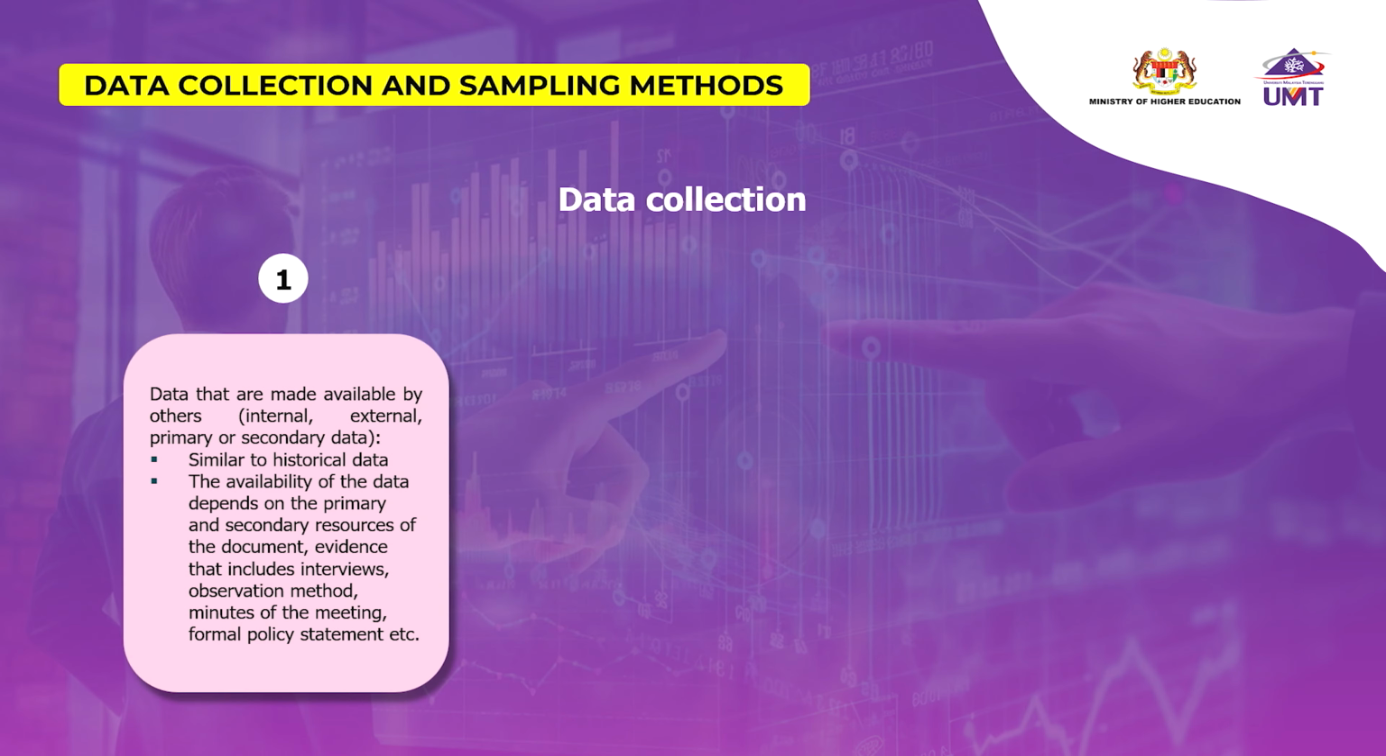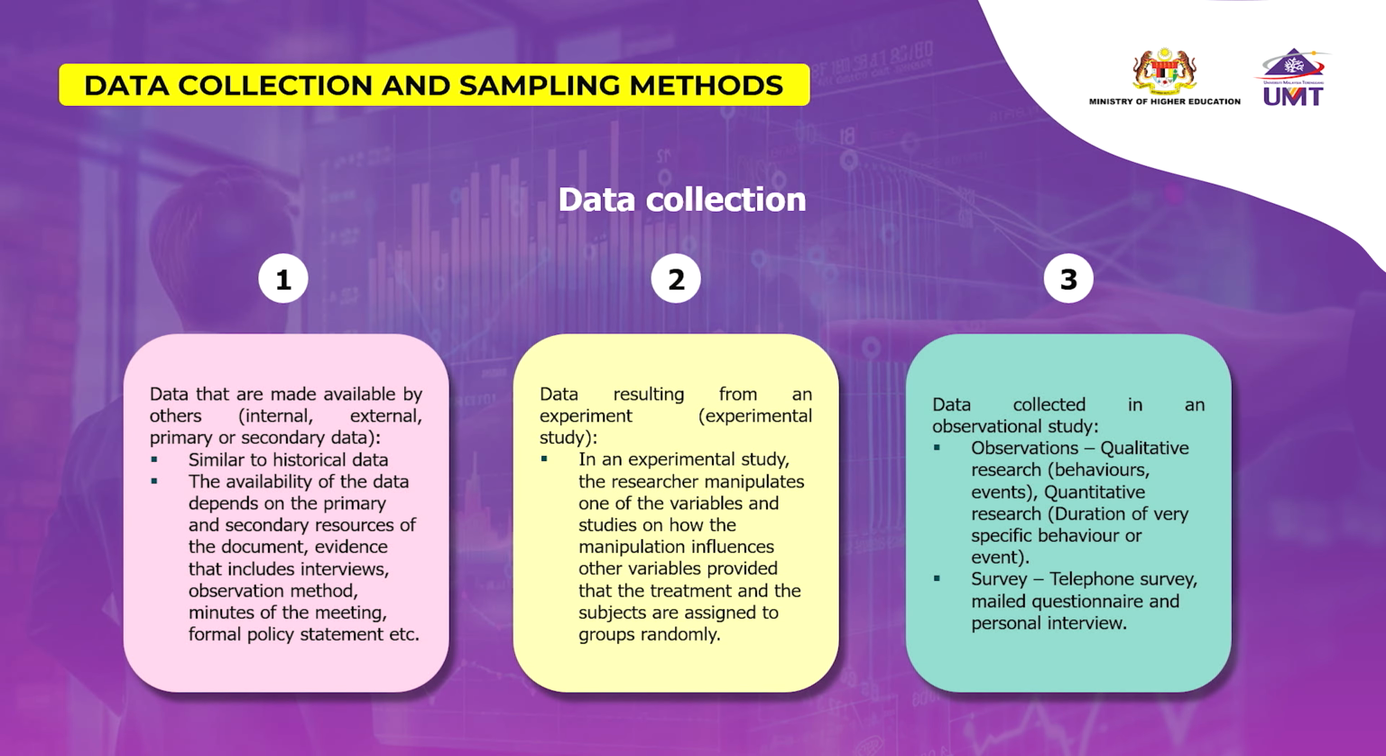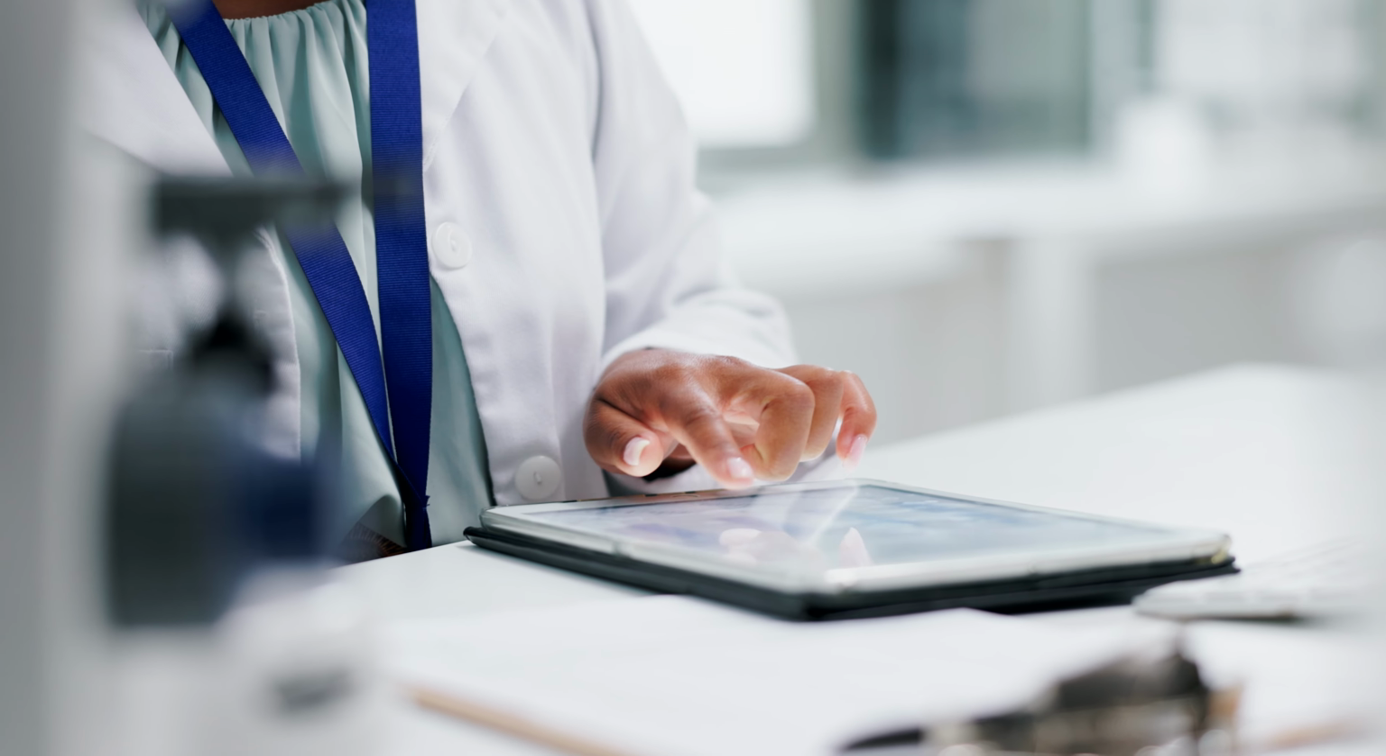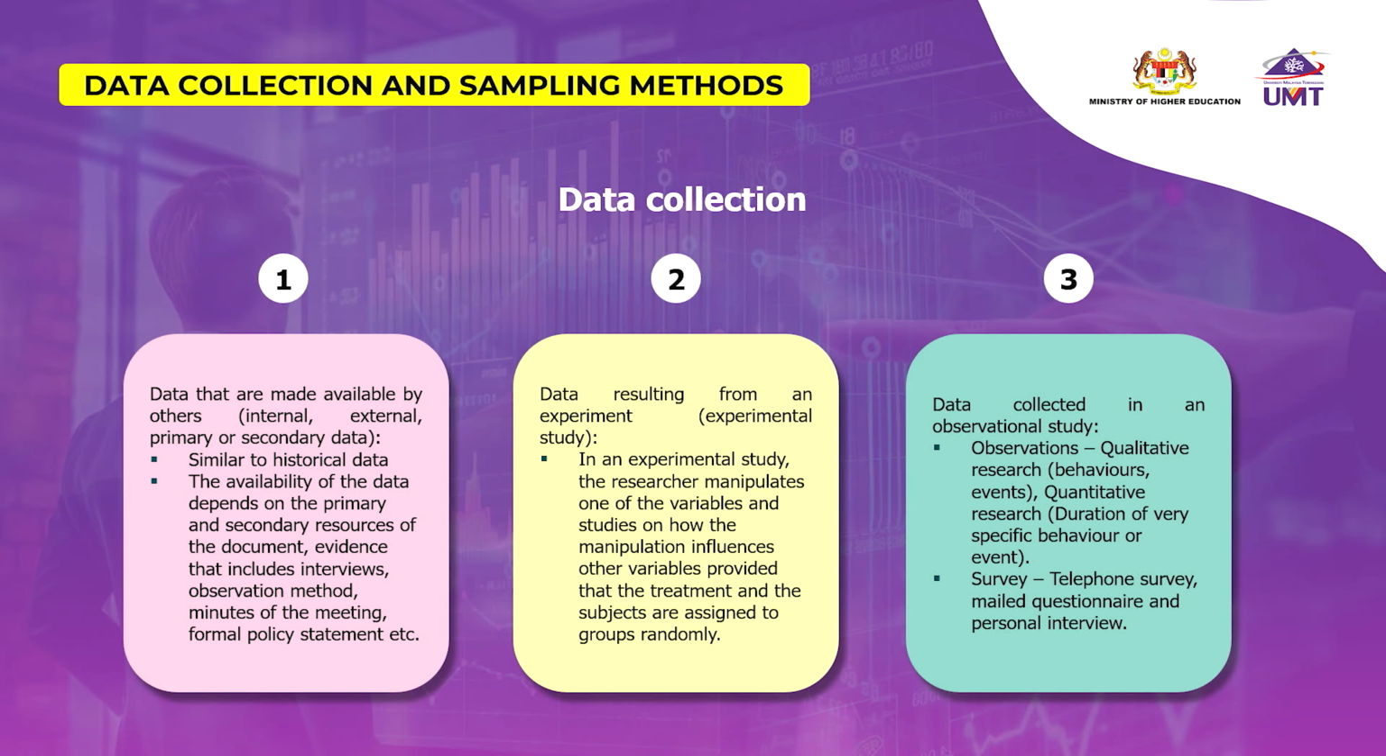There are 3 approaches in data collection. One approach is using existing data, which includes historical records, reports, and policy documents that have already been collected. Another method is an experimental study, where the researcher actively manipulates a variable to examine its effect on the variable. Lastly, in an observational study, the researcher simply observes subjects without interference, such as through surveys or behavioral studies, to gather insights based on natural occurrences.